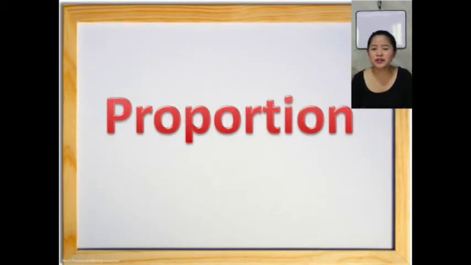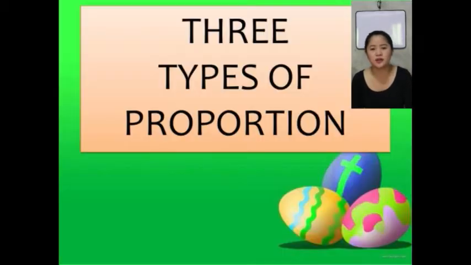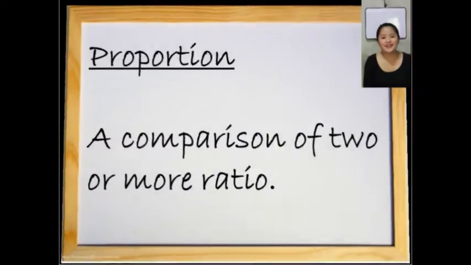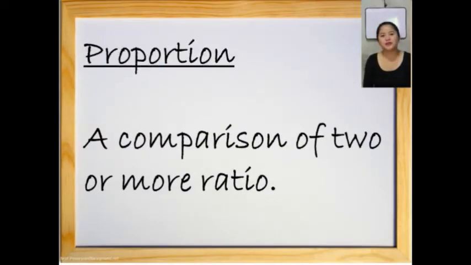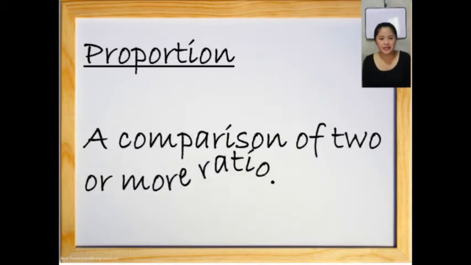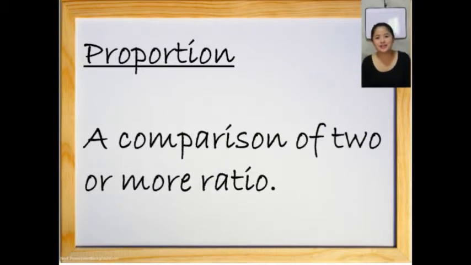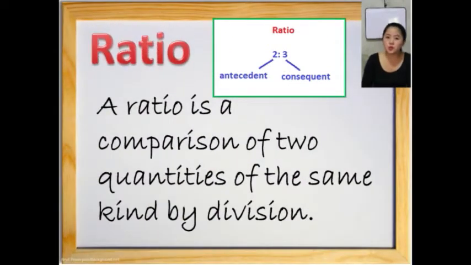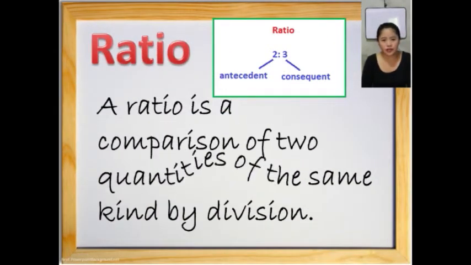Okay, so for our new topic, we have proportion and the three types of proportion. Now, let's talk about proportion. When we say proportion, it is the comparison between two or more ratios. Now, what do we mean by the word ratio? When we say ratio, it is a relationship between two or more quantities or numbers.